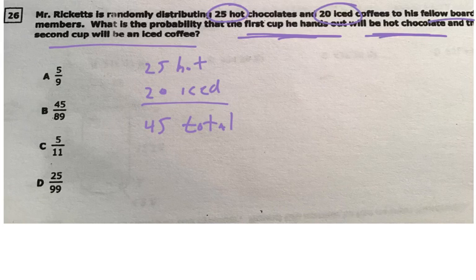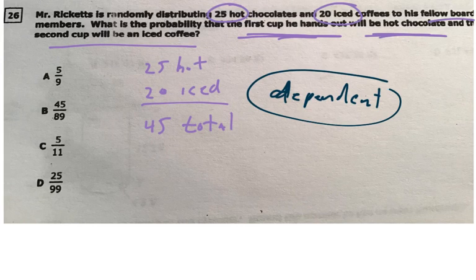Now, the thing to understand is when I hand one of these hot chocolates to somebody, it's now being kept, right? It's going to be used or drunk. He or she's going to drink it, right? And so this is a case of dependent probability, right? Dependent means after the first attempt or trial, the probability is going to change because we are not replacing, right? So it's called dependent. The opposite of independent.